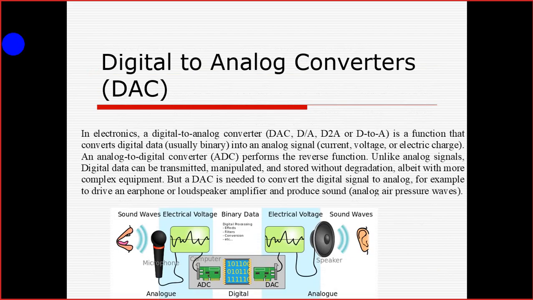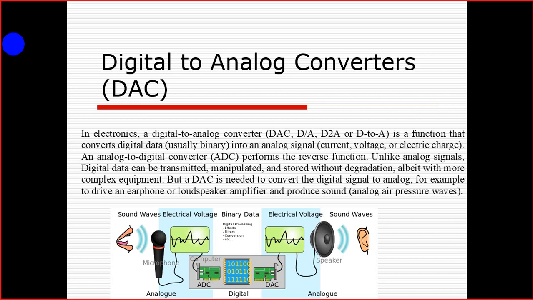In electronics, a digital to analog converter, sometimes called DAC or DA or D2A, is a function that converts digital data, that's usually in binary, into an analog signal. That can be current, voltage, or electric charge. An analog to digital converter, ADC, performs the reverse function. Unlike analog signals, digital data can be transmitted, manipulated, and stored without degradation, albeit with more complex equipment.